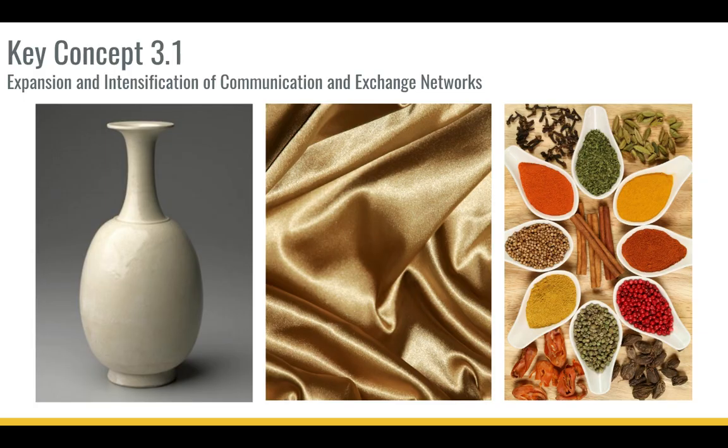So let's take a look at some of these example luxury goods. Silk and cotton textiles were very commonly traded. Things like porcelain, spices, precious metals, and gems. And even things like slaves or exotic animals were traded along these trade routes.